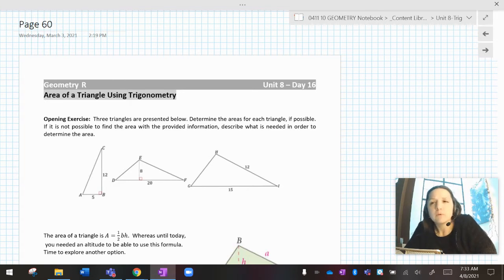Now, you might be thinking, why am I doing the area of a triangle? I've already done that before. It's 1/2 base times height. And you're absolutely right. But in fact, there are lots of area formulas for a triangle because you don't always have the base and the height. You might have other stuff. And that's what we're going to look at today.